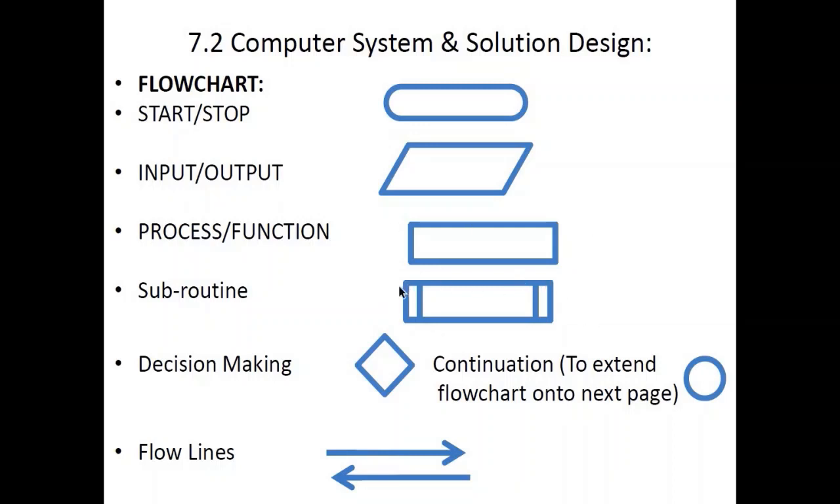A double rectangle is used in order to show our subroutine. A diamond or rhombus is used in order to show decision making, and flow lines are used in order to tell the sequence of the program, whereas this hollow circle is used as continuation in order to extend your flowchart onto the next page.